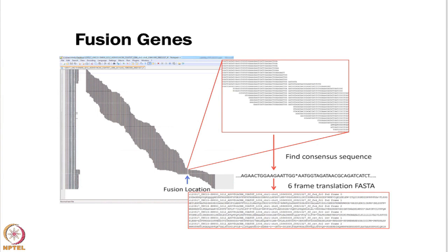And it's just showing how the two are fused together in this cancer data set. So you would really want to take this boundary and add this into your database. You would take the boundary here, find the consensus sequence of this boundary, and then do a 6-frame translation and add that into your database as well. Again, very hard to identify this in real data, but worth trying if you have it.